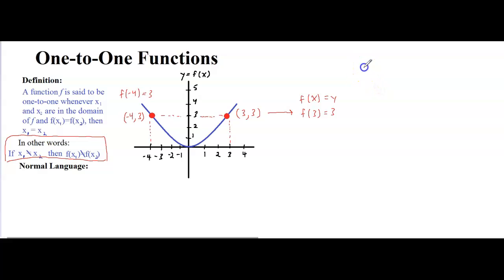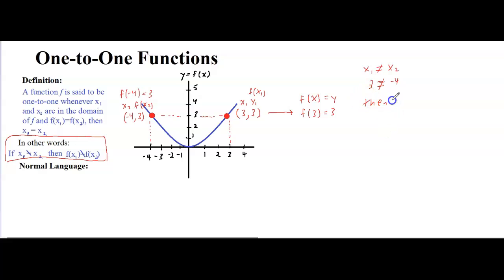So let's look at the premise. The premise is that x1 and x2 are distinct points, or they're not equal. Let's go ahead and call our first point x1, y1, which is the same thing as f of x1. And our second point we could say is x2, or f of x2. Okay, so x1 was 3 and x2 was -4. So the first part of our little qualification here is true: x1 is not equal to x2.